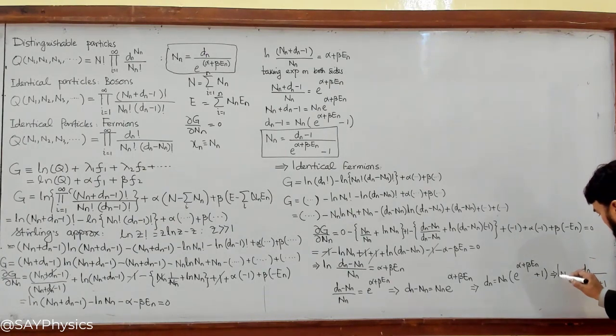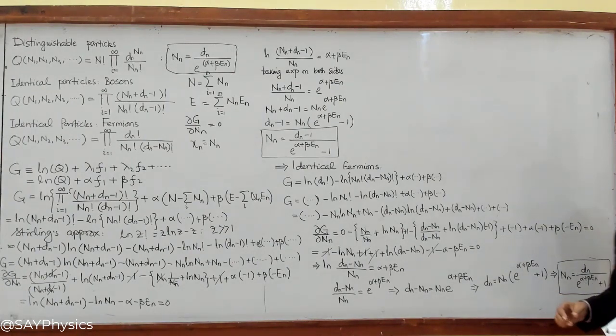Now if I look at these two, this one is what we call for the fermions, and for the fermions, you remember that it was, you can say, having overlapping wave functions, and the wave functions were antisymmetric.